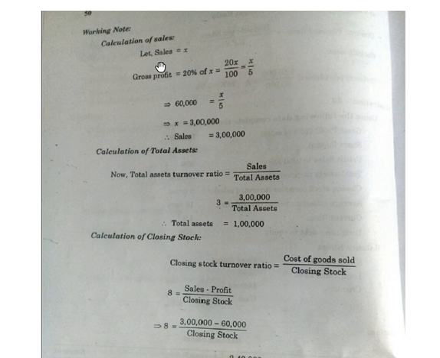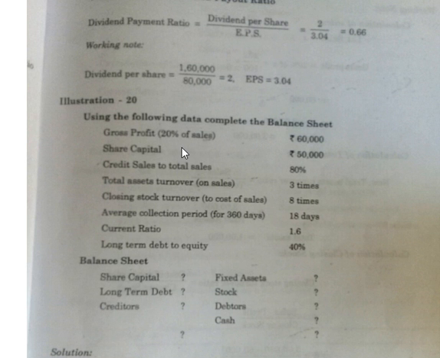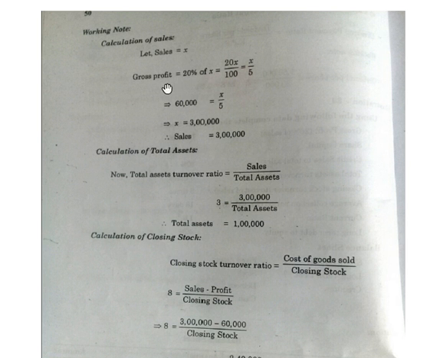So we'll start with calculation of sales. In the question, they have given gross profit is 20% of sales, which is 60,000. So let sales be X, gross profit is equal to 20% of X, so 20X divided by 100, which is equal to X divided by 5. So 60,000 is equal to X by 5. What is X? 3 lakhs when you cross multiply. So sales is equal to 3 lakhs.